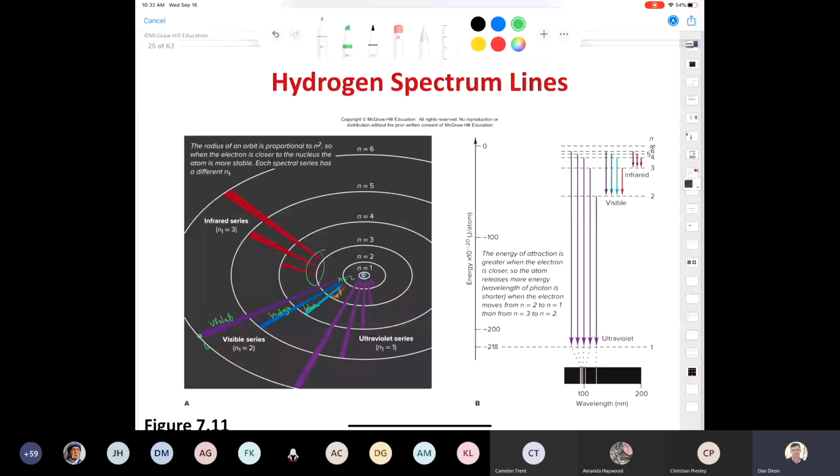Yes, that can happen too. But those are also wavelengths that you can't see with the naked eye. Hey, Mr. Dion, couldn't it go to n is equal to 4? It's not even on here. Couldn't that happen? Yes, that can also happen. Also, it's going to be something that you can't see.